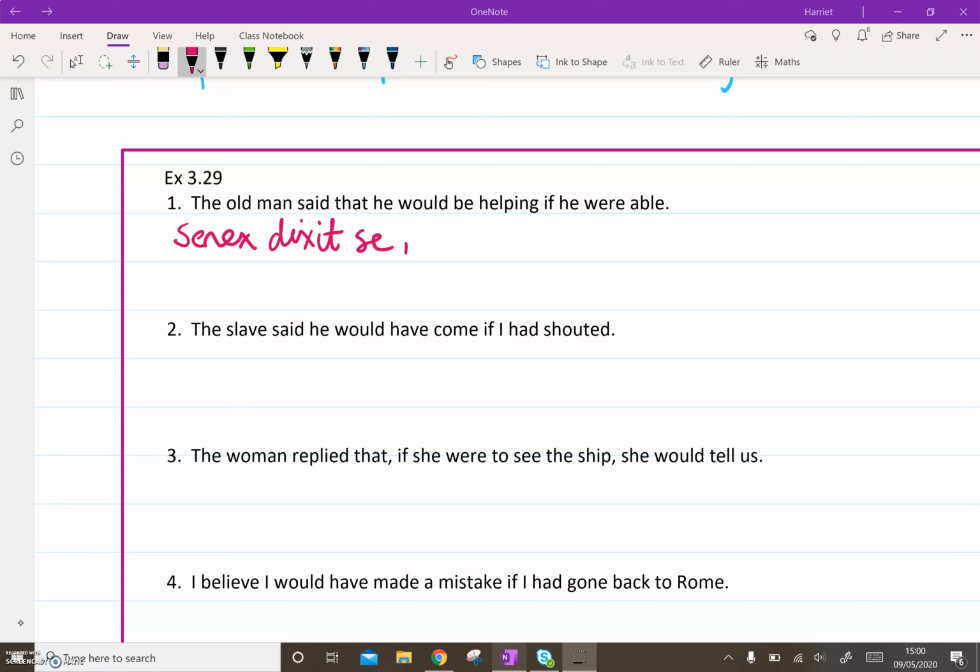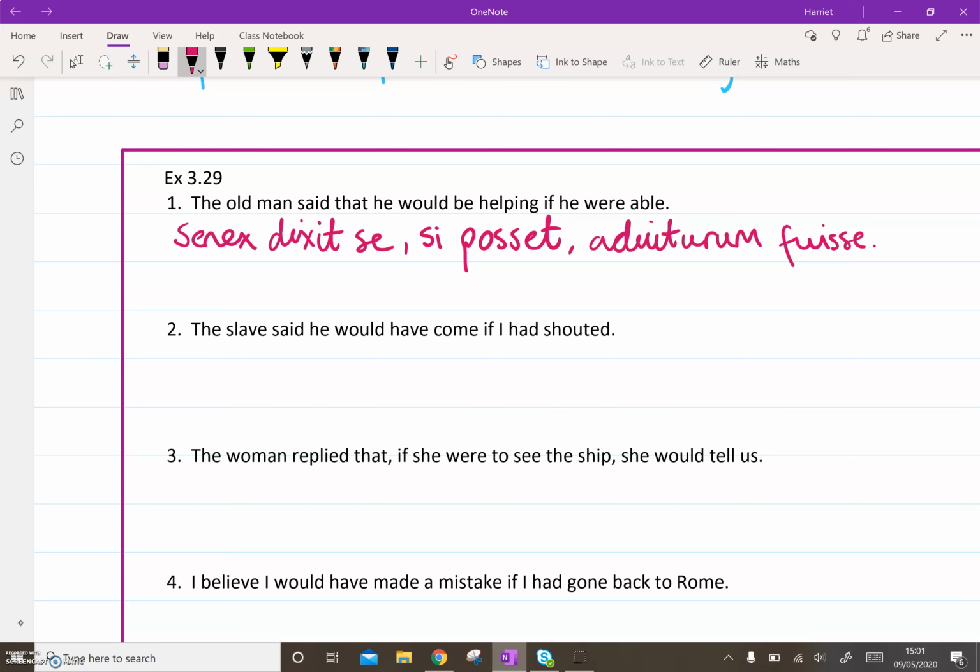So we have a choice between past or present. It's not in the past. He's saying right now I would be helping if I were able. So therefore we need the imperfect subjunctive rather than the pluperfect subjunctive. So si posset is the imperfect. So if he were able, he would be helping. Adjuturum is the future participle of adjuvo, and then fuisse.